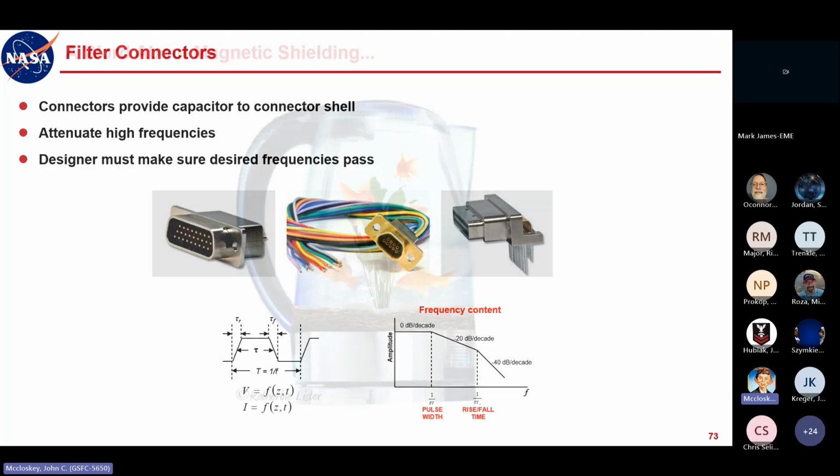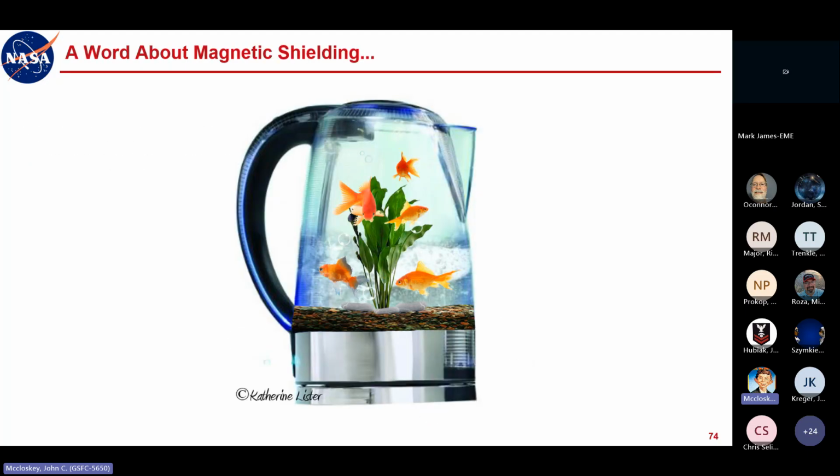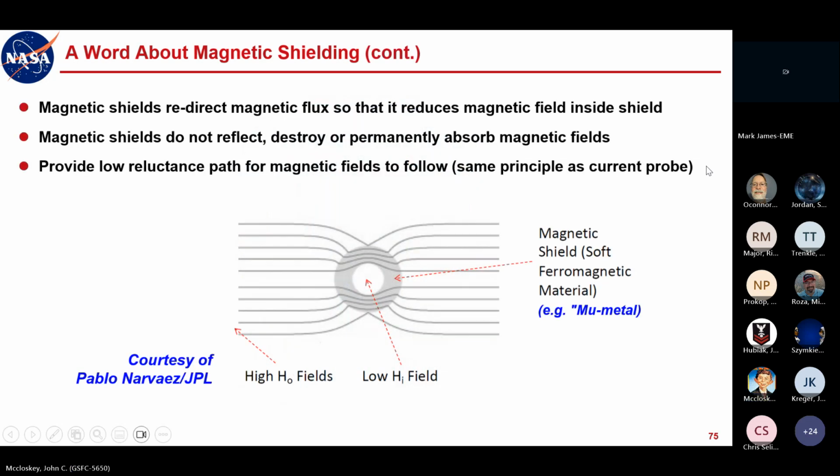And nobody heard me say that during this last session. So, all right. So just a brief word about magnetic shielding. Here was another place where I was struggling for a metaphor. Anybody get this one? A different kettle of fish. All right. You won't have to put up with this much longer. So, all right.